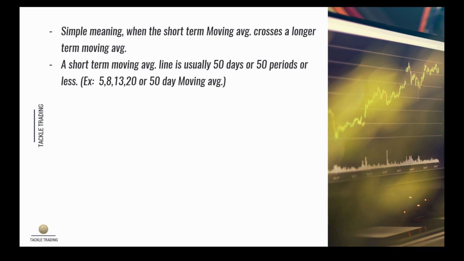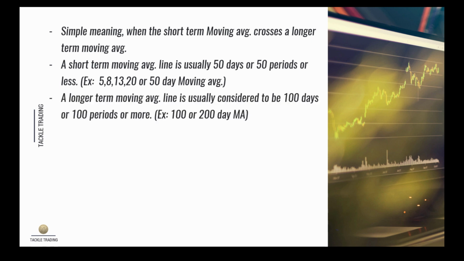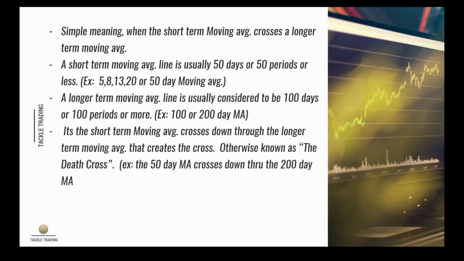An example of this, some very popular ones are the 5-day, 8, 13, 20, or even as much as a 50-day moving average. Now your longer term moving averages would usually be 100 days or 100 trading periods or more. The most commonly used are 100 and 200. And I've also seen a lot of traders using a 150-day moving average.